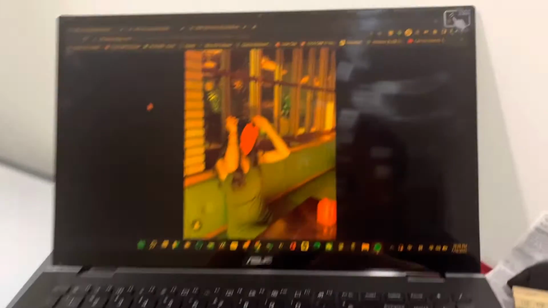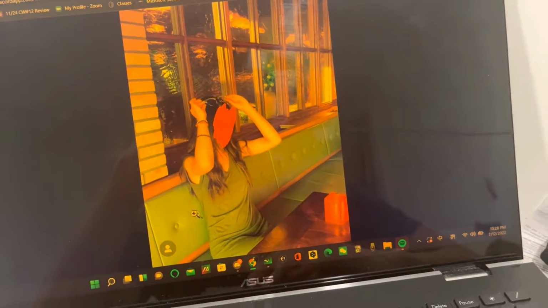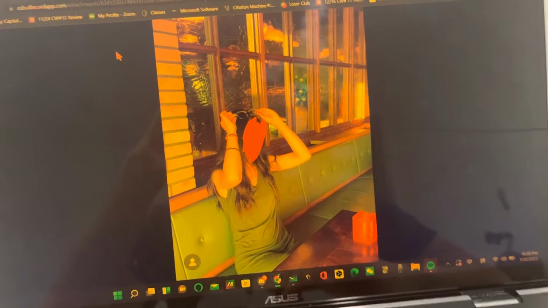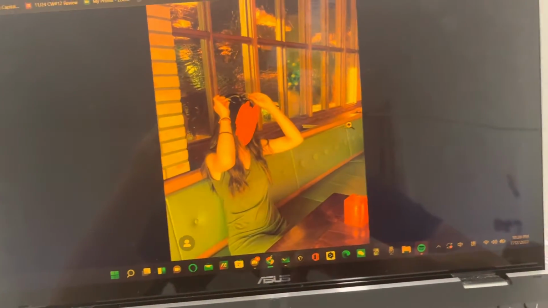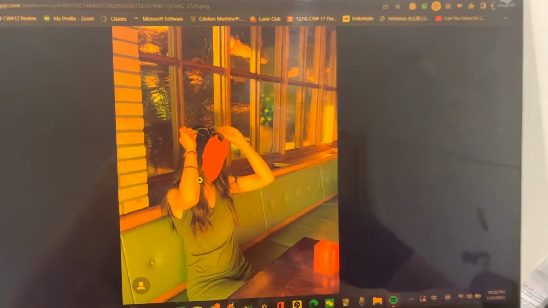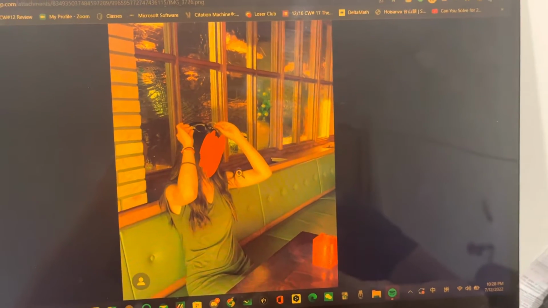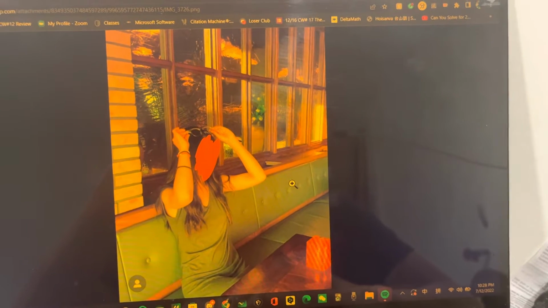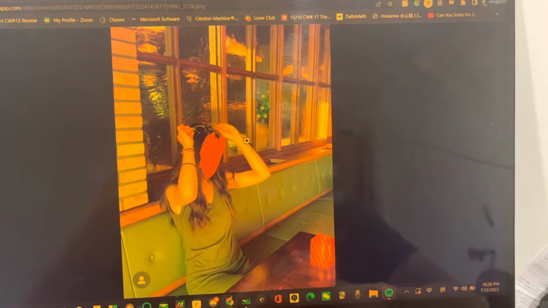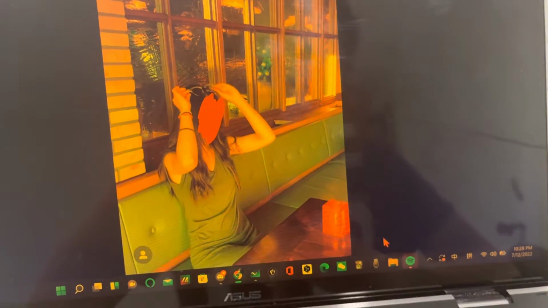A couple days ago, my friend posted this on her Instagram, and she asked the following question: what color is my dress? So I decided to try and figure out what color her dress was, and how I did it was by using math. I'm going to show you today how to find out her dress color using math.